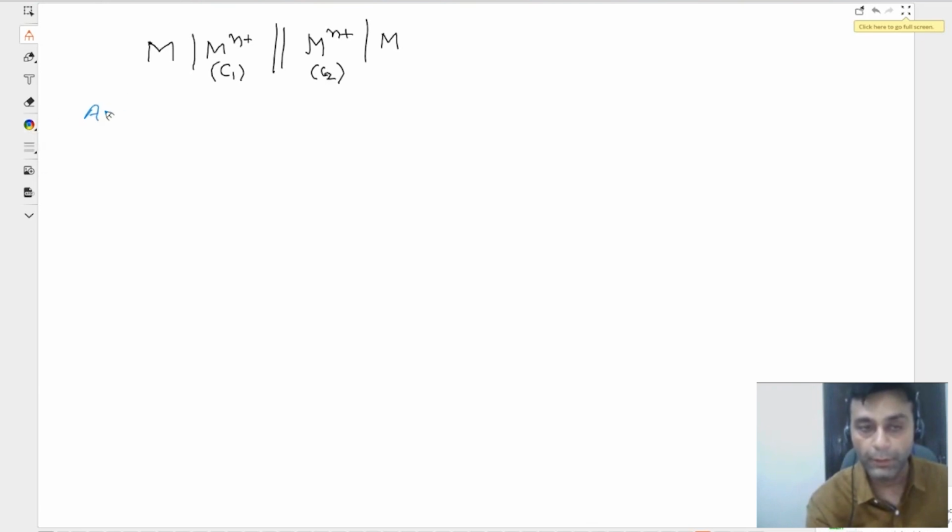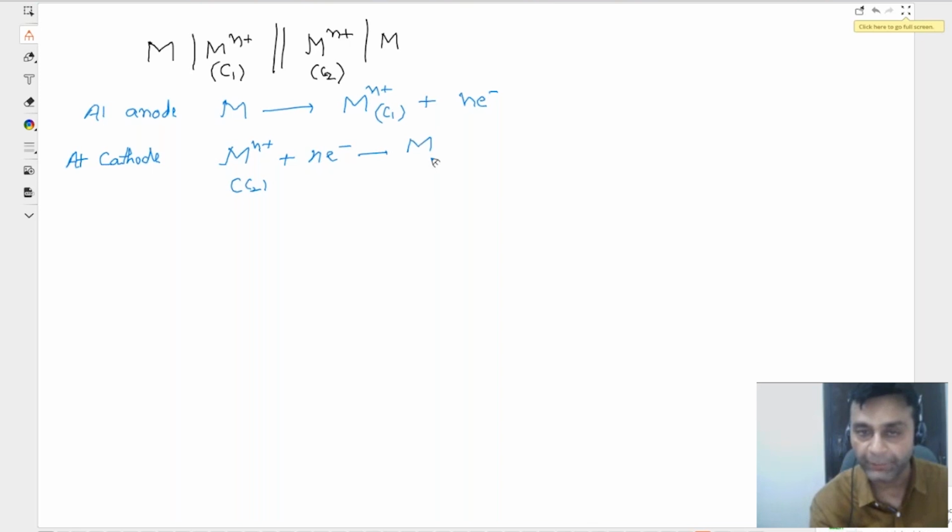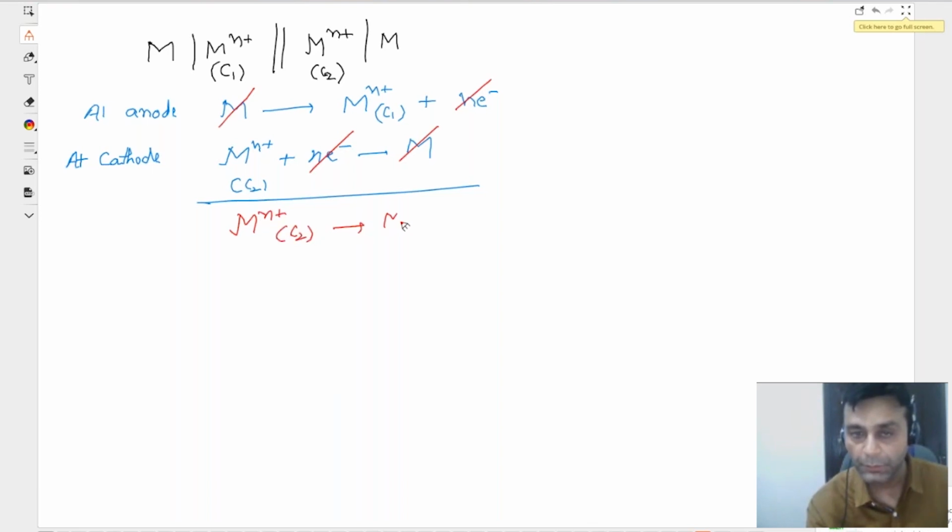Now, at the anode, metal M is changing into M n positive, having concentration C1, with the loss of n electrons. At the cathode, M n positive ion having concentration C2 gains n electrons and becomes M. So if you see here, electrons can be cancelled, the metal can also be cancelled. Same metal is here. And now M n positive having concentration C2, M n positive at C1, right?